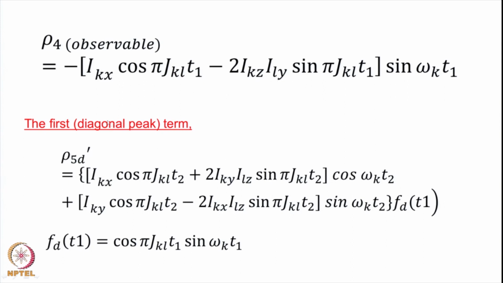We started calculating the evolution in T2, taking the first term, which will produce the diagonal peak. So, what is the fine structure in the diagonal peak? Does it have a fine structure? We started calculating that.